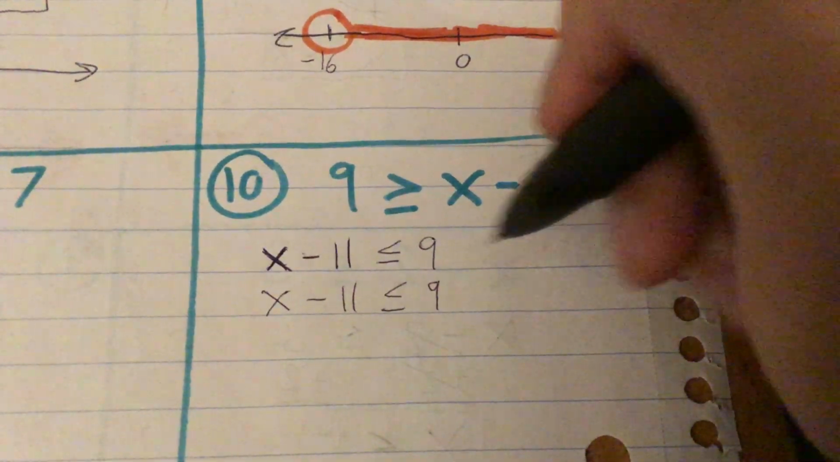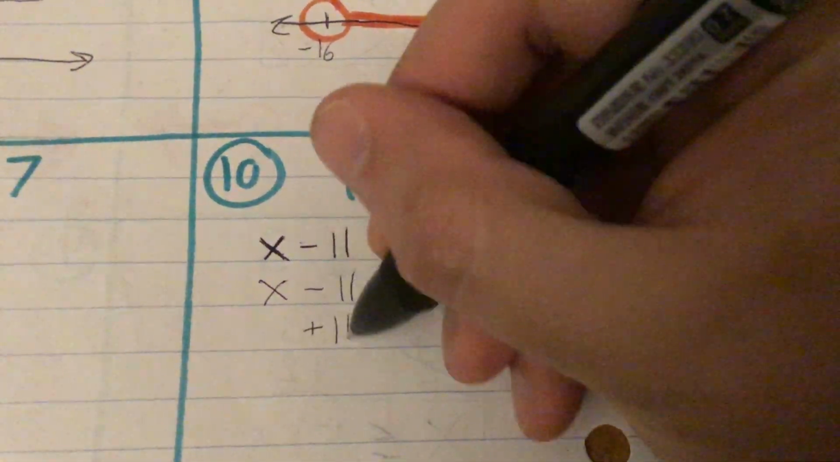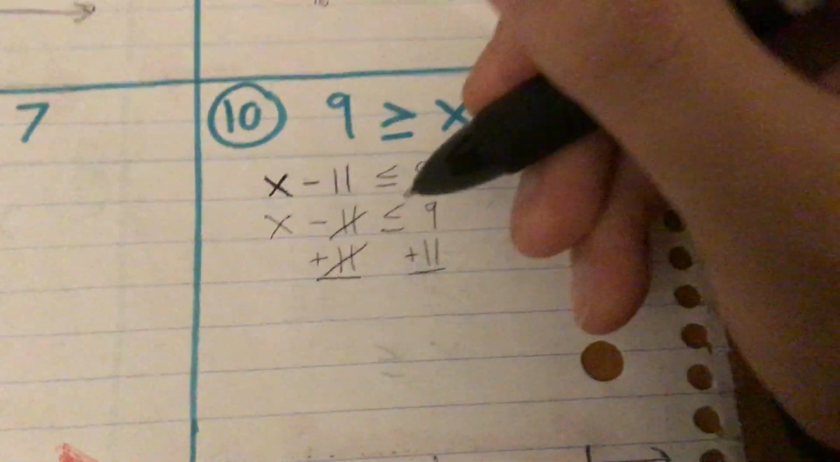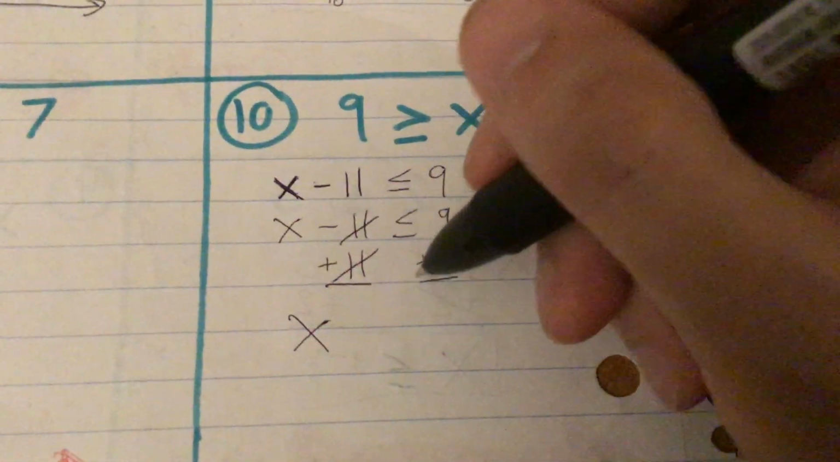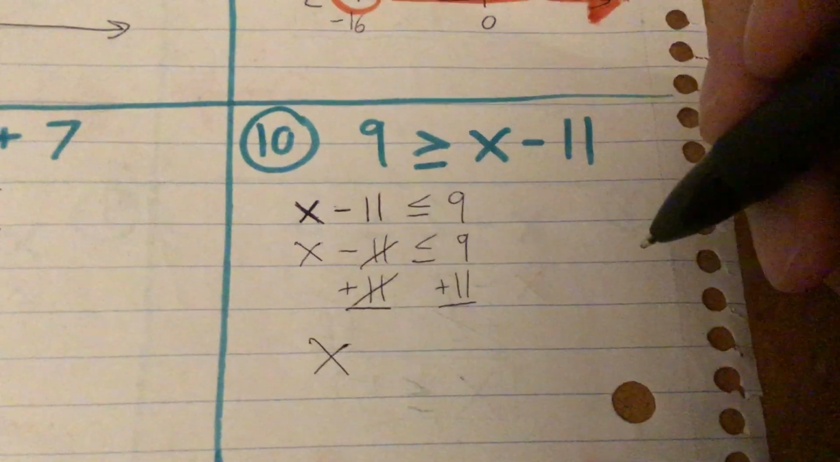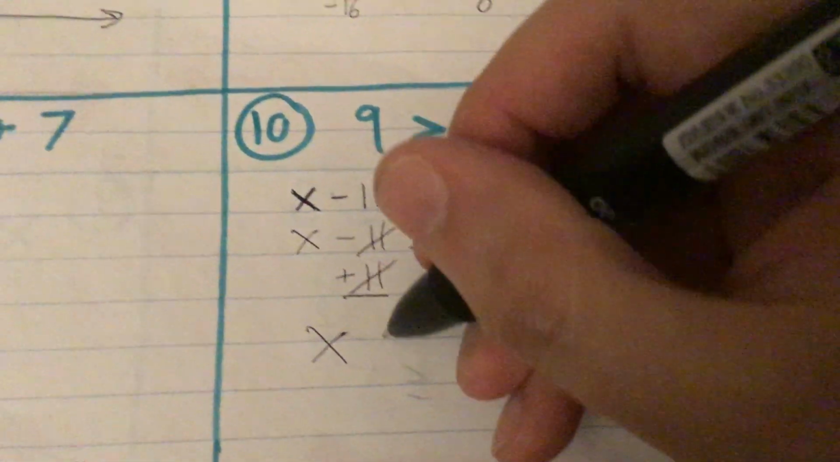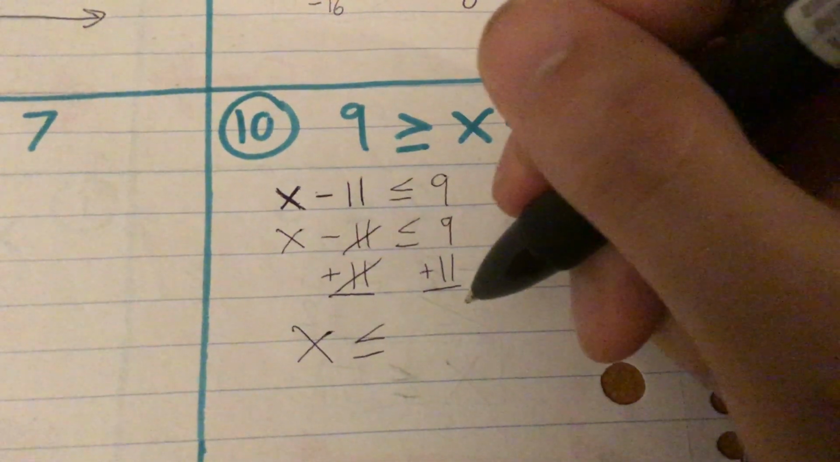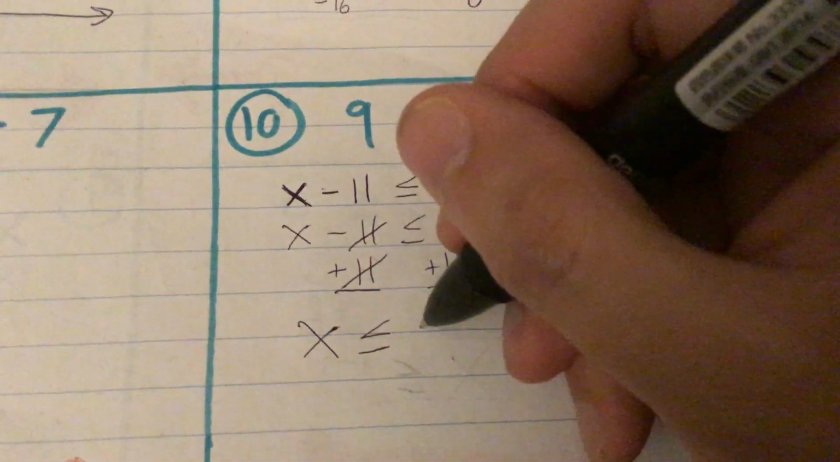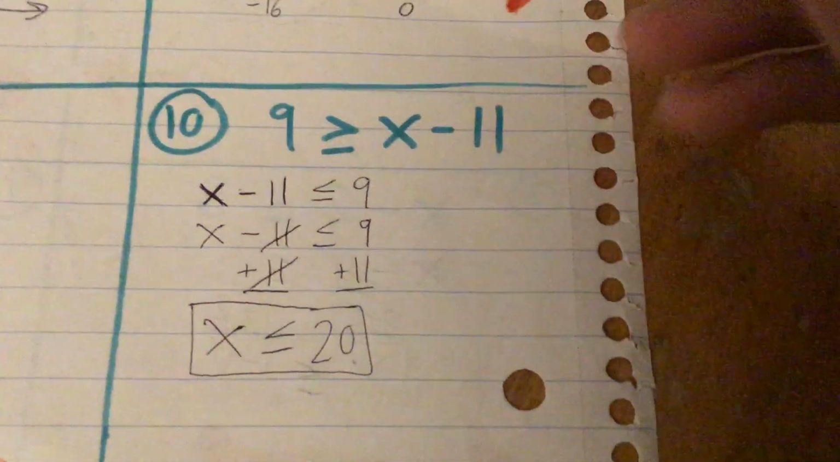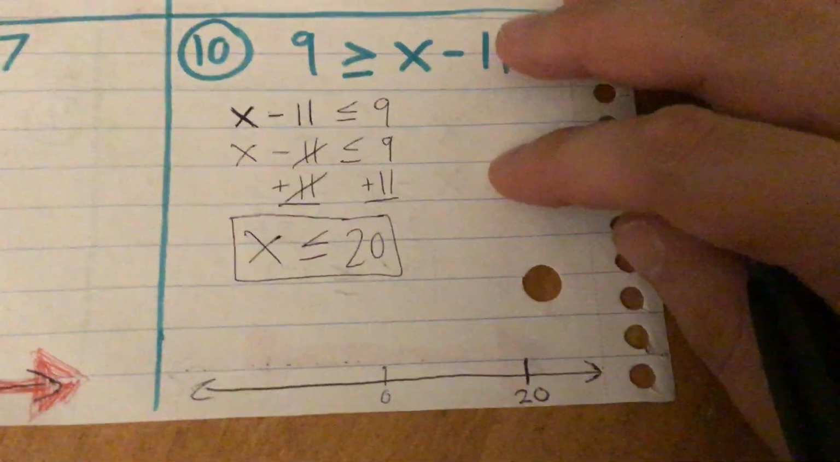X minus 11 is less than or equal to 9, so I'm going to add 11 to both sides. So now I've got x isolated. I added on both sides, so that has no impact on the inequality statement. So that still says x is less than or equal to 9 plus 11, which is positive 20. So x can be any real number as long as it is less than or equal to 20.